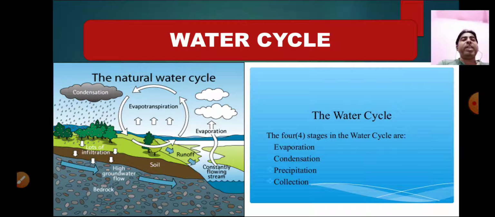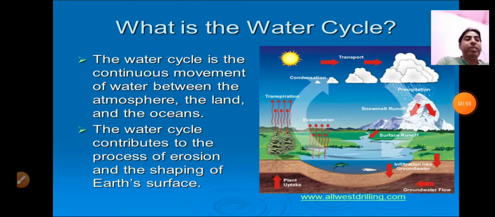It has four stages: evaporation, condensation, precipitation and collection. We will discuss all four steps one by one. The first one is evaporation and transpiration. Water from water bodies such as rivers, sea, ponds, lakes and streams takes heat from the sun and goes into the air in the form of water vapor.